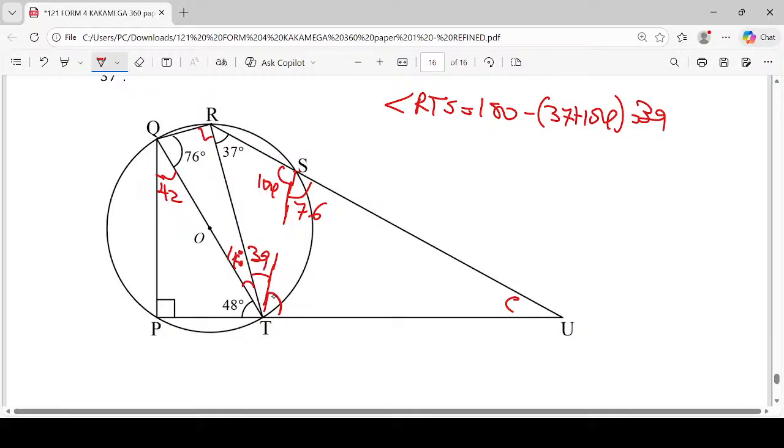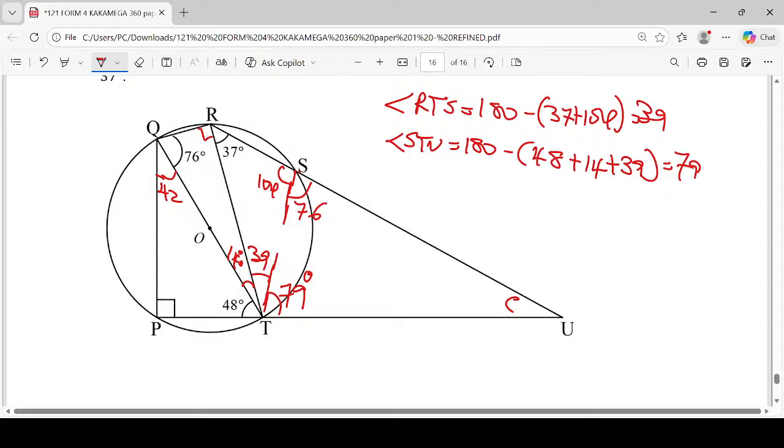So to get this angle here, to get angle STU, it will be 180 minus 48 plus 14 plus 39. So 48 plus 14 plus 39, 180 minus that should be 79. So this one here should be 79 degrees.